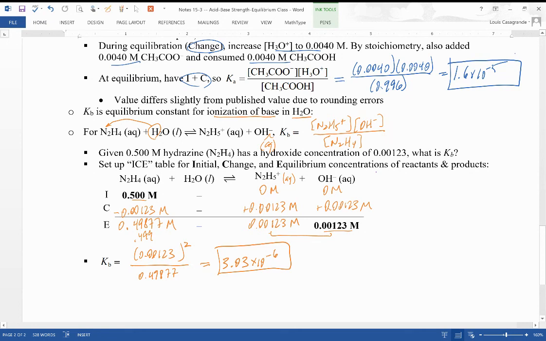All right, so this is strengths of acids and bases. If you have any questions, please don't hesitate to ask. Otherwise, you've got the homework and you can get started on that.